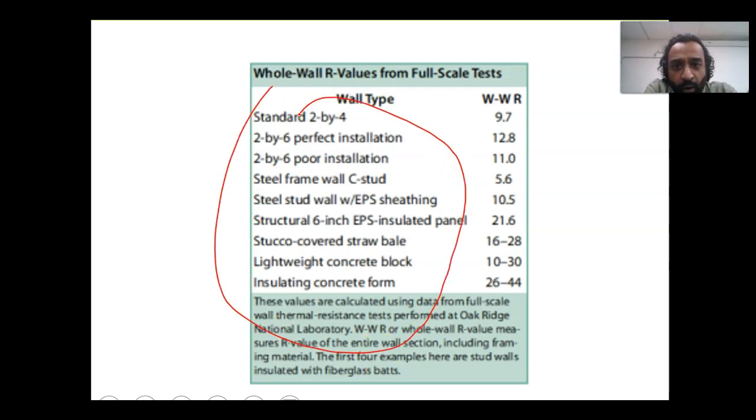So here are some wall types, some of the most common wall types, and we see the whole wall R value, including the beams. And there's something also called thermal bridging. I'm not going to go too much into it, but you can see that the whole wall R value does increase when we have concrete, and the more beams you have, the less insulation you would have.